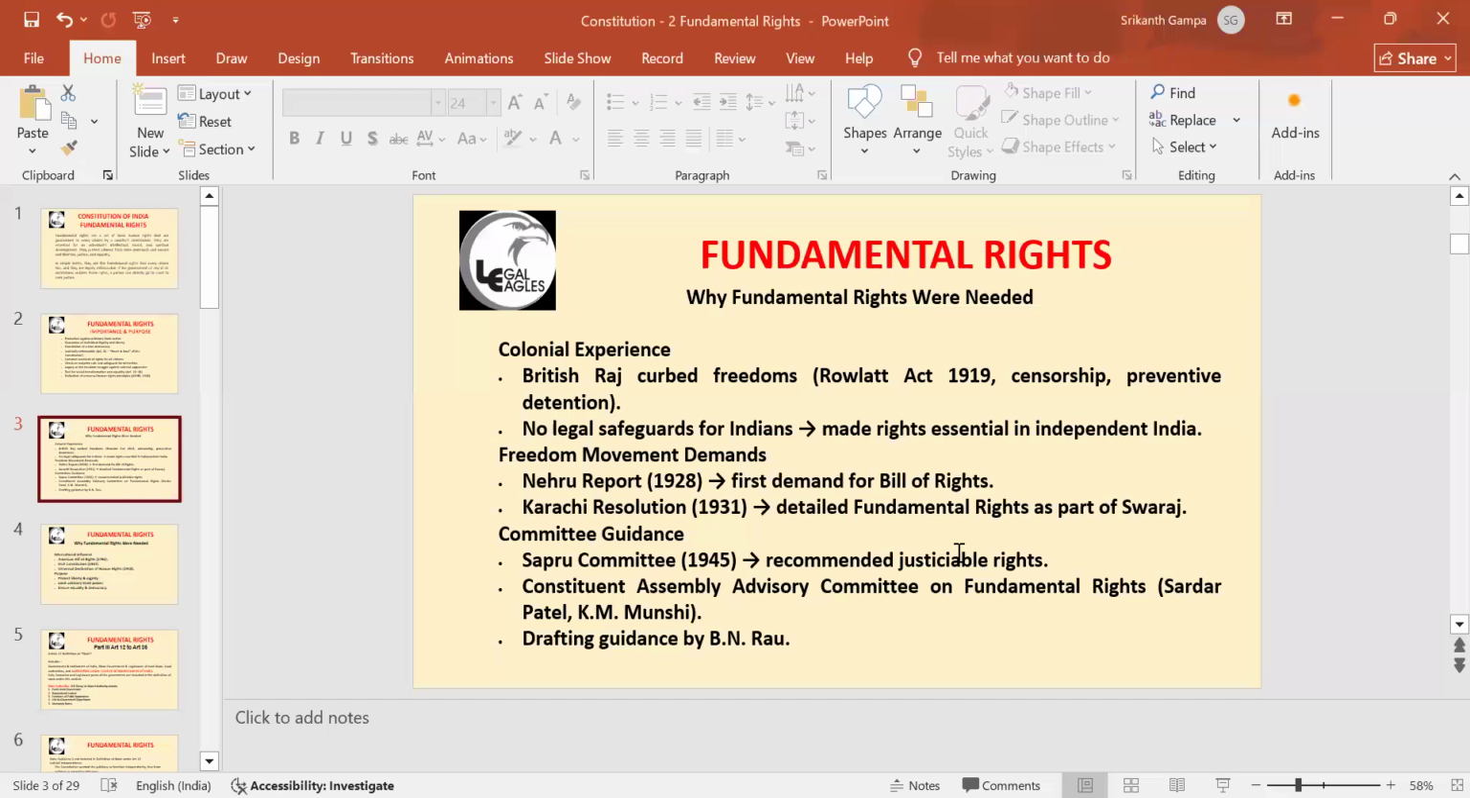So why were fundamental rights needed? We had a colonial experience. The British Raj curbed freedoms. The Rowlatt Act.